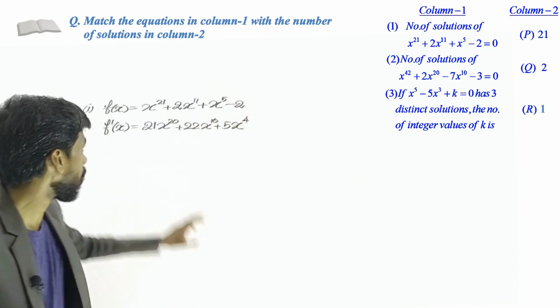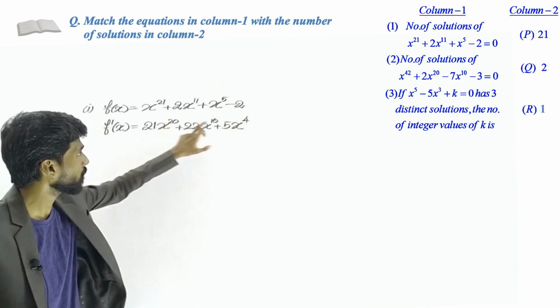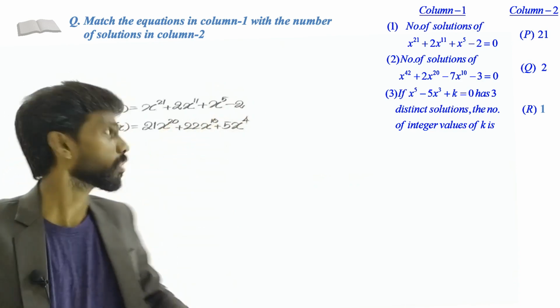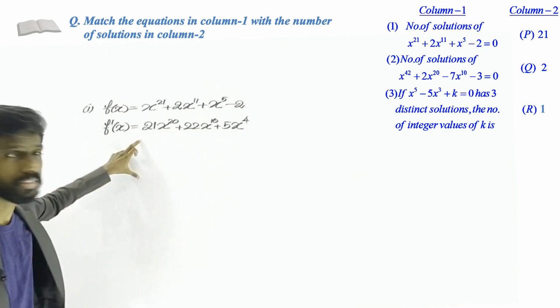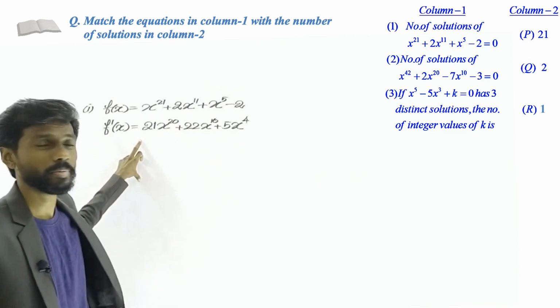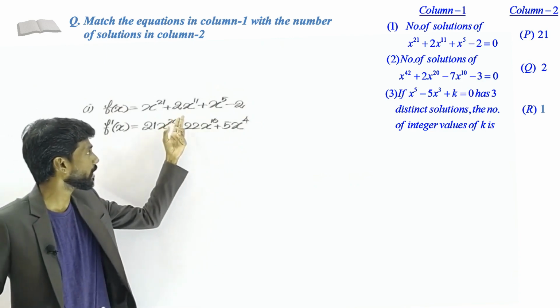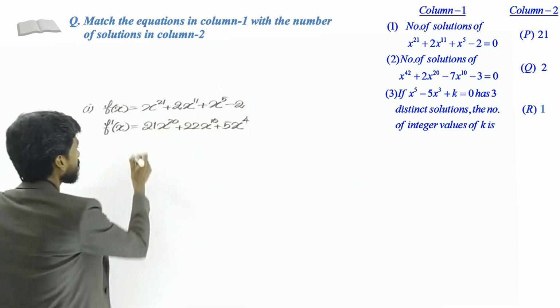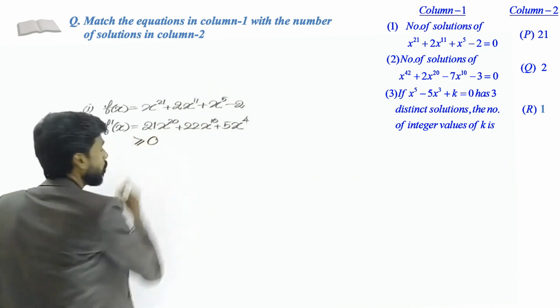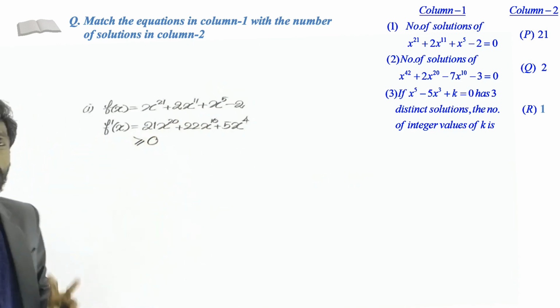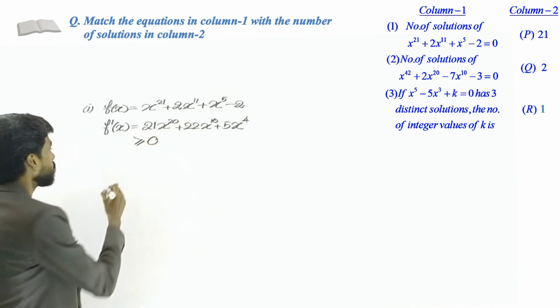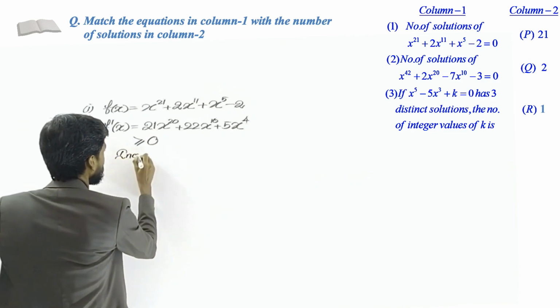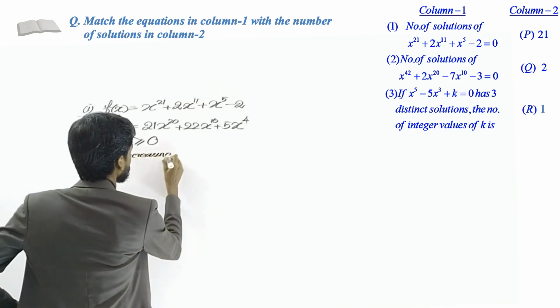Now the derivative has all the powers of x even: 20, 10, 4, all the powers are even. So this expression is always positive, because x to the power 20 and the other even powers will never be negative, and there are plus signs here. So this value is always greater than or equal to 0. So the derivative is always positive. So that means f of x is an increasing function.